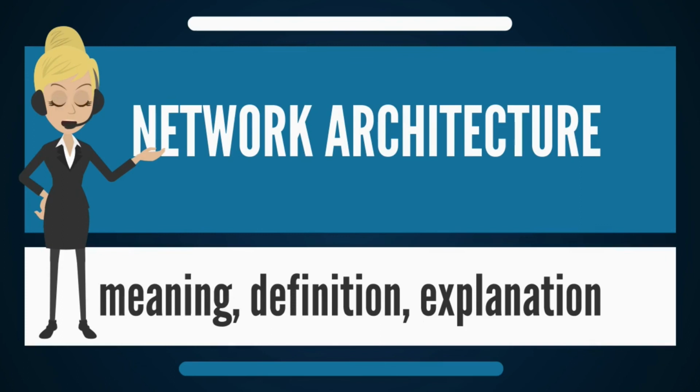Application layer functions typically include identifying communication partners, determining resource availability, and synchronizing communication. When identifying communication partners, the application layer determines the identity and availability of communication partners for an application with data to transmit.